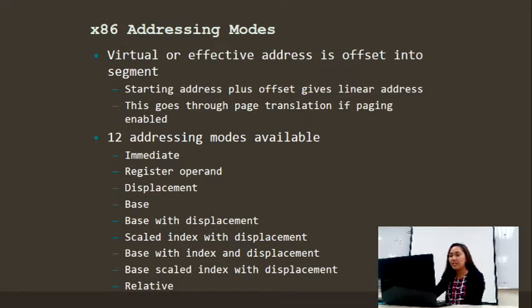So there are 12 addressing modes available, and these are the 12 addressing modes: immediate, register operand, displacement, base, base with displacement, scaled index with displacement, base with index and displacement, base scaled index with displacement, and relative.